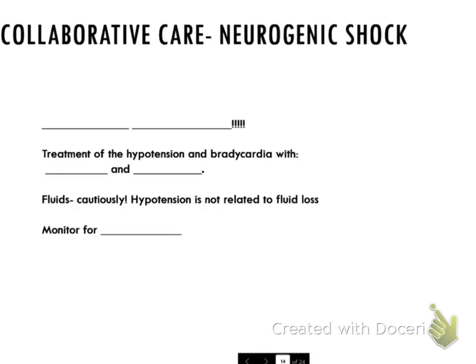Okay, so collaborative care for neurogenic shock. They did a really great job over here. We're basically going to do the spinal stability. Treat the hypotension and bradycardia. They even put this down over here for you somewhere. I heard them say it, the vasopressors and the atropine.